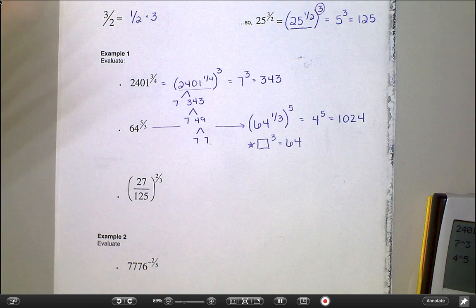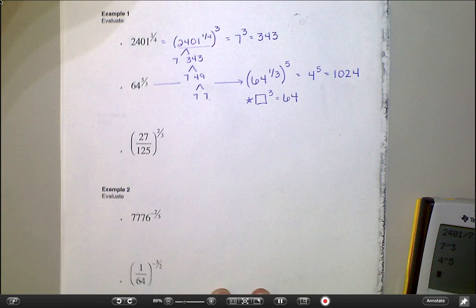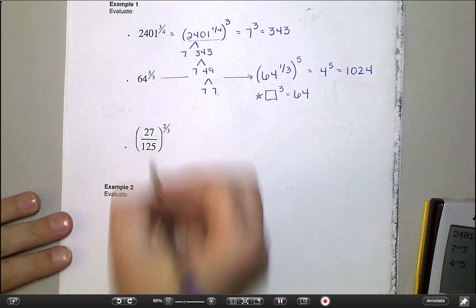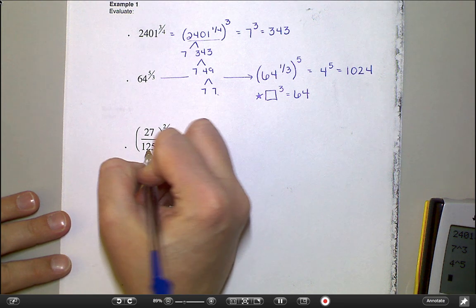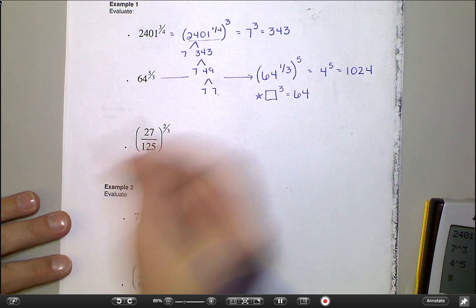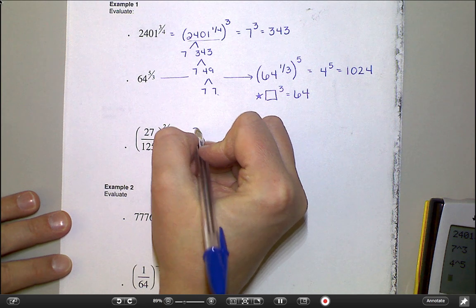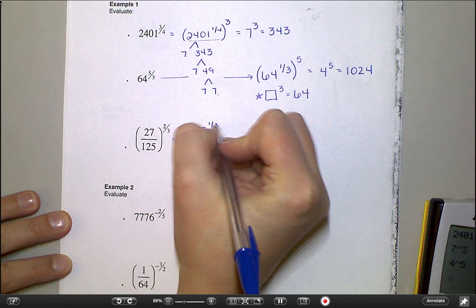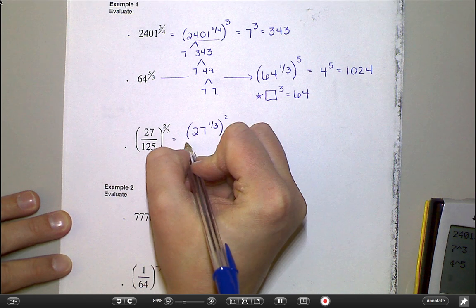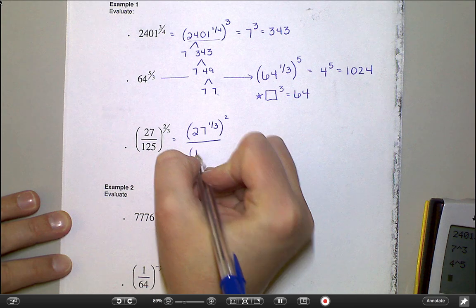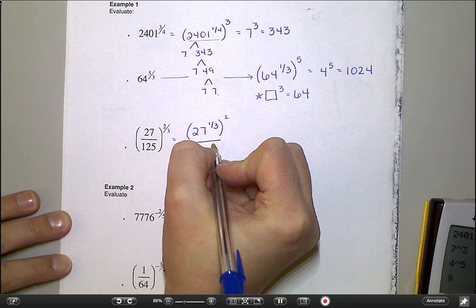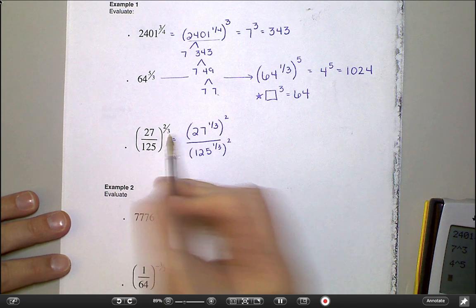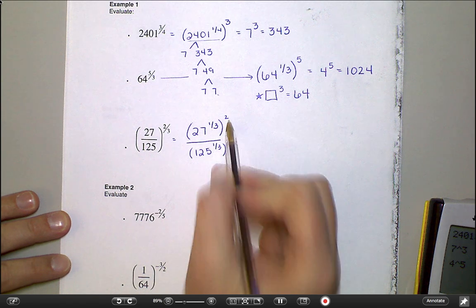Okay, so then on this next one, this is like a 2-for-1 problem here. Remember, when you've got a fraction being raised to a power, you're doing this and this to that power of 2/3. So I'm going to do 27 to the 1/3 with a square on the outside. And then I'm going to do 125 to the 1/3 with a square on the outside. Again, that's me splitting up the 2/3 into a 1/3 and a 2.